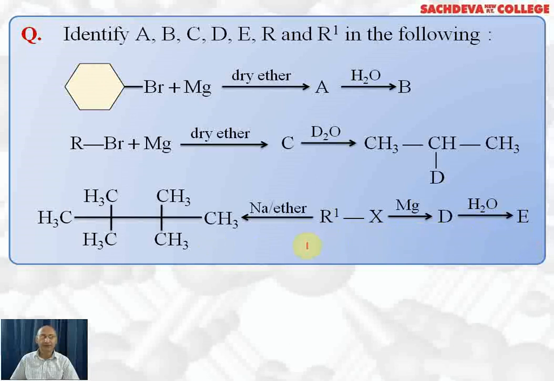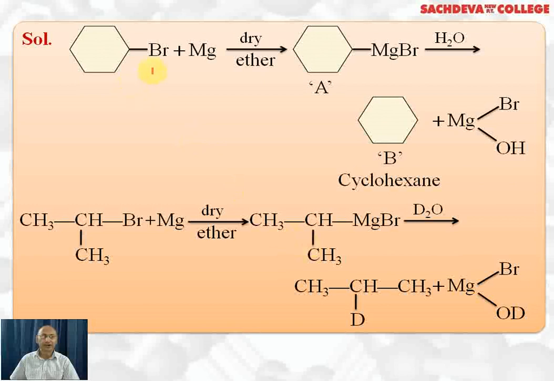Let us solve this problem. This is 1-bromocyclohexane when it reacts with magnesium in the presence of dry ether. Dry ether is a must because the product formed will react with water. So here we get cyclohexyl magnesium bromide. This Mg will form a bond here. Now we are reacting with water. This bond will break. OH we will give to Mg so that you get hydroxy magnesium bromide. H we will give to this carbon so that we get cyclohexane.